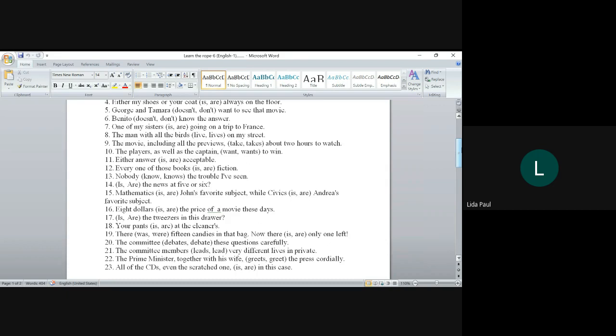Now, next one, this is also an example of words that are used in singular format alone. "Are the tweezers in this drawer?" It is, not are. This is similar to your example number 14, news. I told you there are certain words which would be used only in the singular form. They look like they are plural, but their usage is always singular. So tweezers, scissors, right? Next one, pants. "Your pants are at the cleaners."